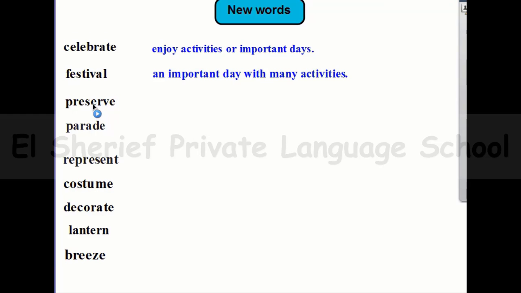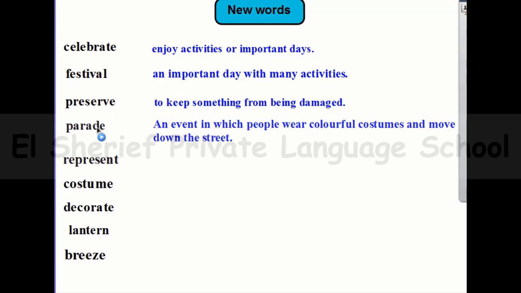Number 3, preserve. Preserve is a verb. It means to keep something from being damaged. For example, olives preserved in brine. Number 4, parade. Parade, it's a noun. It means an event in which people wear colorful costumes and move down the street. For example, the parade is held every year.